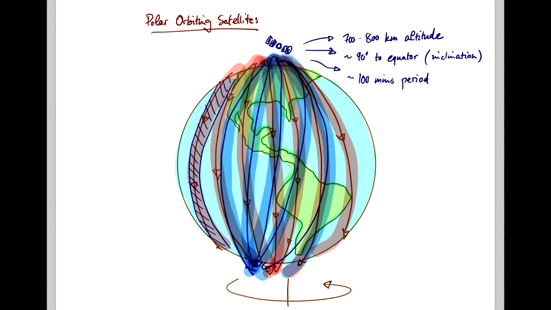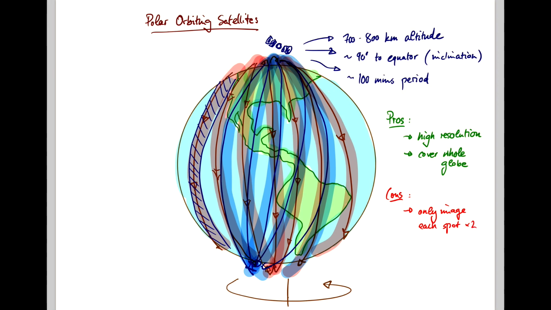So the pros for polar orbiting satellites are high resolution, since they're close to Earth, and they cover the whole globe. Yeah, so you don't have these polar regions that can't be observed. In fact, the polar regions are the best observed for polar orbiting satellites. And the cons here are that you only image each spot around 2 times a day. Only twice a day is that you get your coverage for each surface spot on Earth, which still is not that bad, but obviously much worse than the geostationary, which basically cover every spot every few minutes or so.